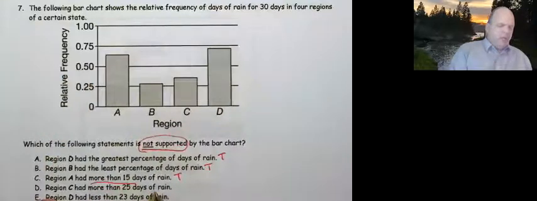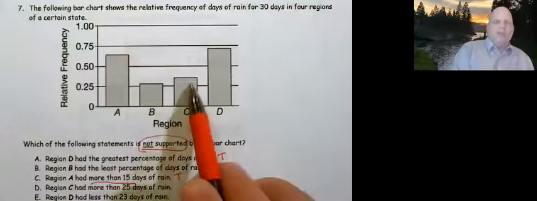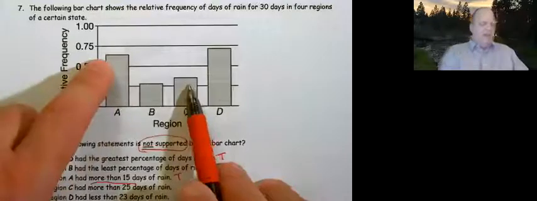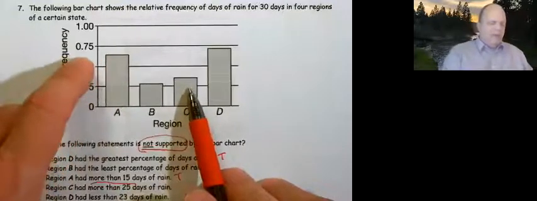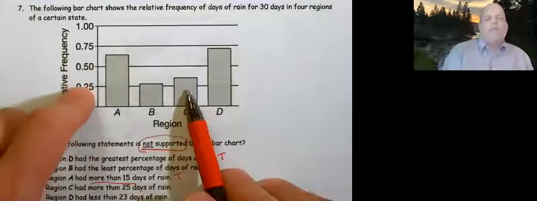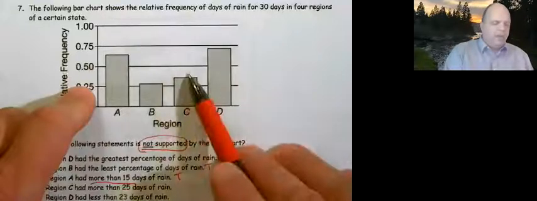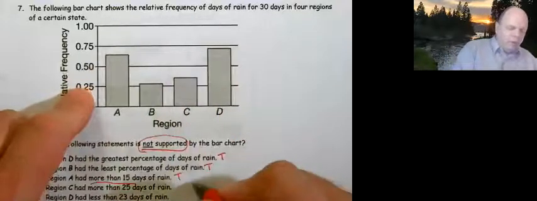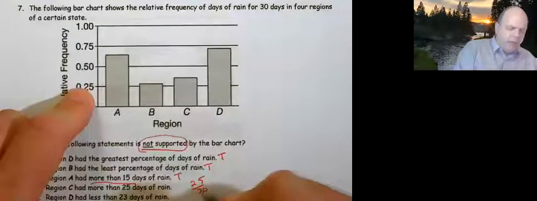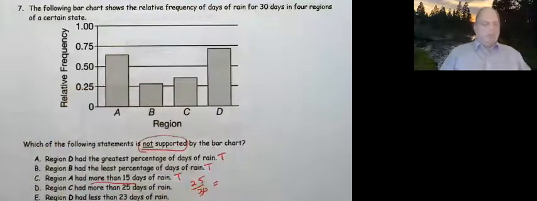Region C had more than 25 days of rain. No, they don't have more than 25 days of rain. They have more than 25% of the time it rained, but 25% of 30 is not 25. So that number is not correct. And you're like, well, are you really sure, Mr. Spencer? Well, I could take 25 divided by 30, because that's how many days of rain they're claiming, divided by 30.